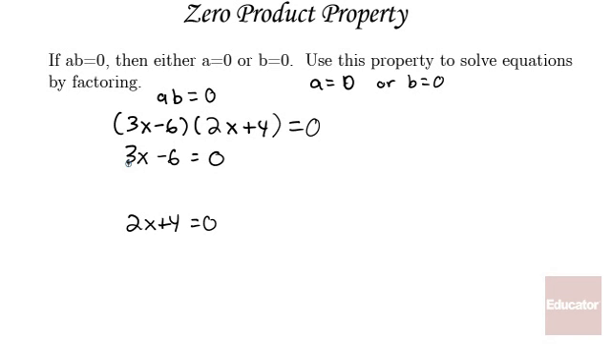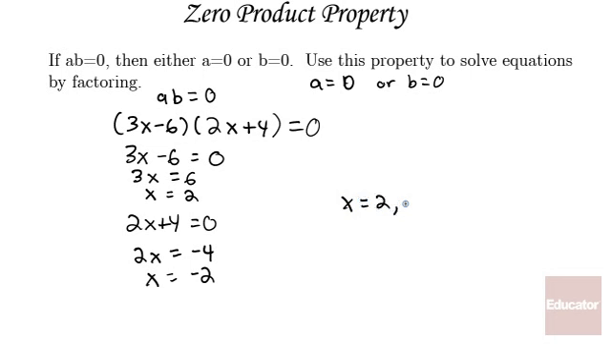Then you just go ahead and solve just like you're used to solving equations from past lessons. So I'm going to go ahead and isolate the x by adding 6 to both sides. And then I'm going to divide both sides by 3 for this first equation. For the second equation, I'm going to subtract 4 from both sides. And then I'm going to divide both sides by 2. What I've come up with is two solutions for x. X equals 2 and x equals -2. So this is my set of solutions. I have two solutions here, and I was able to do that by applying the zero product property.